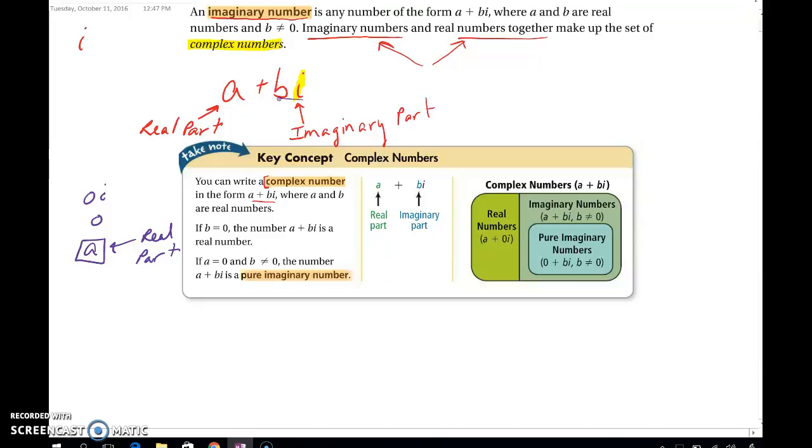If a is equal to 0, that means we have 0 plus b times i, and all we're left with here is bi, this is a pure imaginary number. All right, so if all we're left with is b times i, then we're left with just a pure imaginary number. So if a is equal to 0, we're only left with b times i, and that means it is a pure imaginary number.